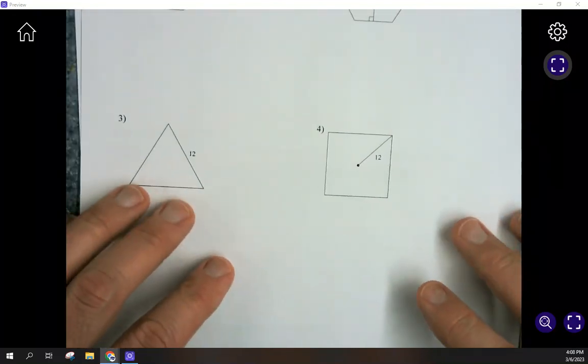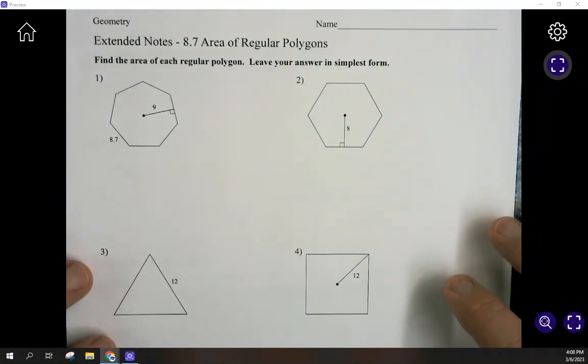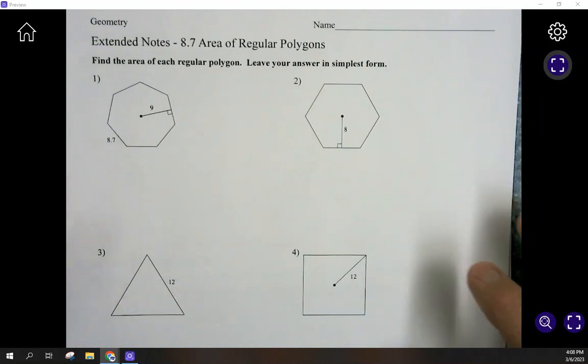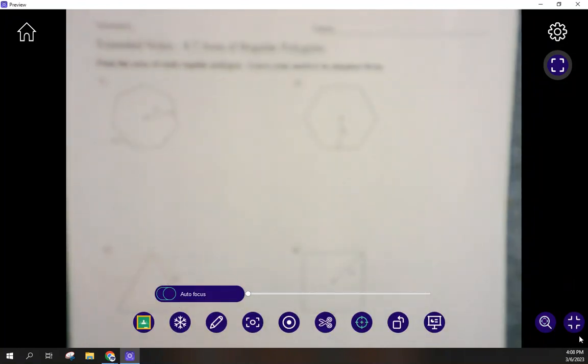All right, so we are going to try some other problems here together. If you're in class, we'll be running through this together. But if you weren't able to be in class, you will be able to run through these with the video here. Let's go ahead and put that back in focus for you.